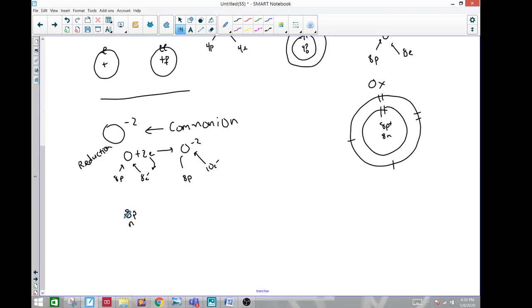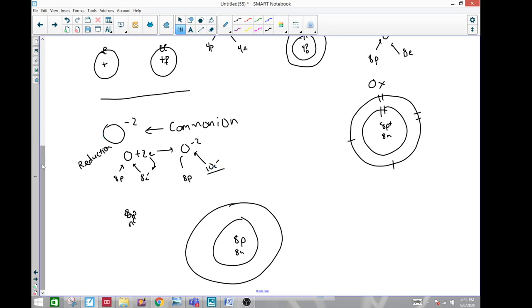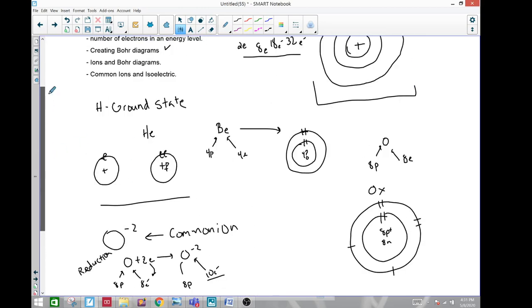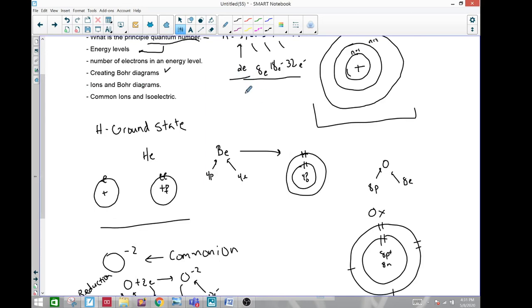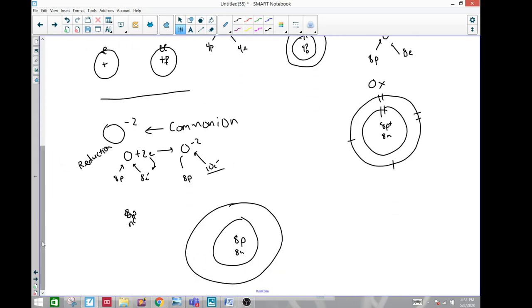Right, reduction. Anyway, so let's draw this out. I might give myself a little bit more room here. So I have 8 protons. Let's just say I have my same 8 neutrons. And first energy level, second energy level, okay? I have 10 electrons. That means my second energy level is maxed out. I have 2 from my first energy level, 8 for my second, which is 10.